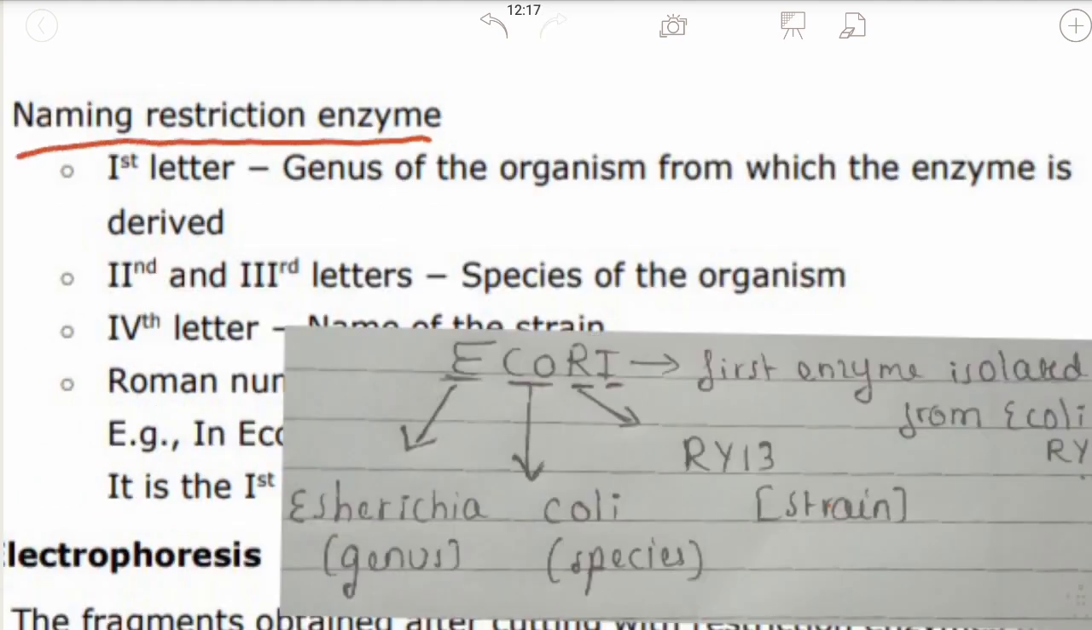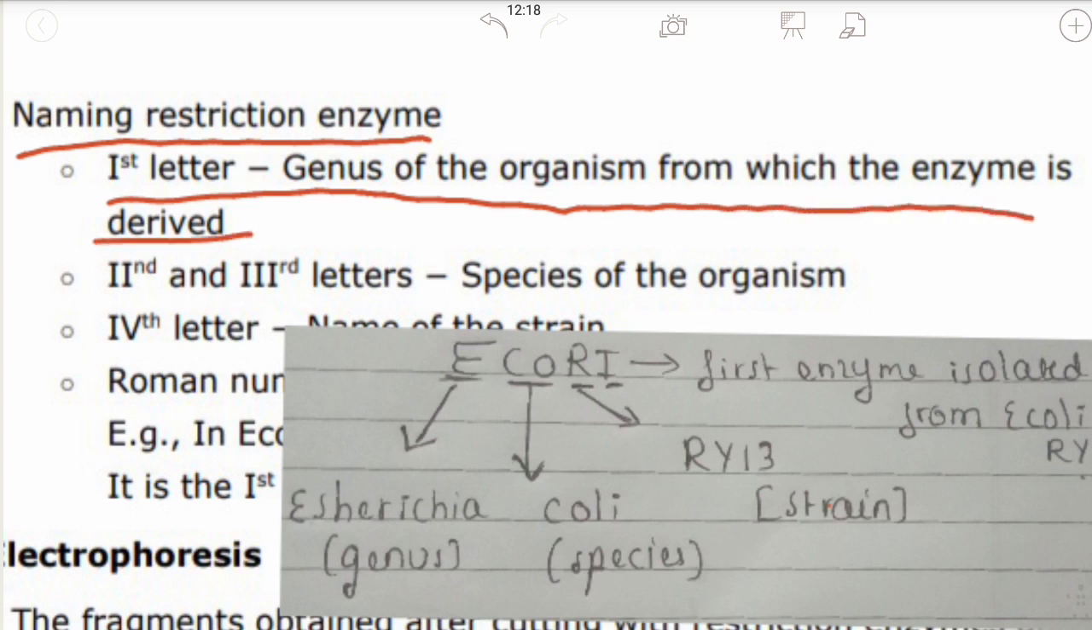Naming restriction enzymes, that is, the nomenclature of restriction enzymes. The first letter is the genus of the organism from which the enzyme is derived. Let us take EcoRI as an example of a restriction enzyme. The first letter E is the Escherichia genus, the genus of the bacteria from which the enzyme is derived.